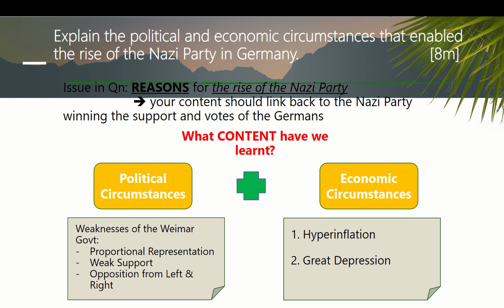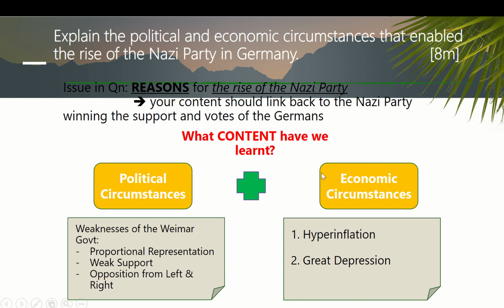So step 2, we will think about the content. Let's brainstorm on the content. What content have we learned so far? For political circumstances, we looked at the weaknesses of the Weimar Republic. Under the weaknesses, there were 3 sub points, so 3 different weaknesses of the Weimar government: proportional representation, weak support from the Germans, and opposition from left and right. Here, you just need to pick 1 sub point to be doing your PEEL on.